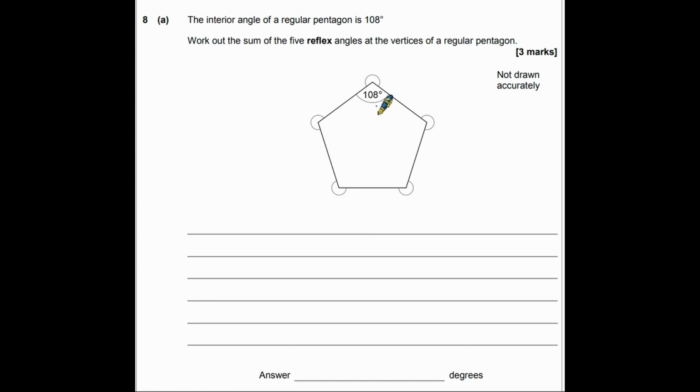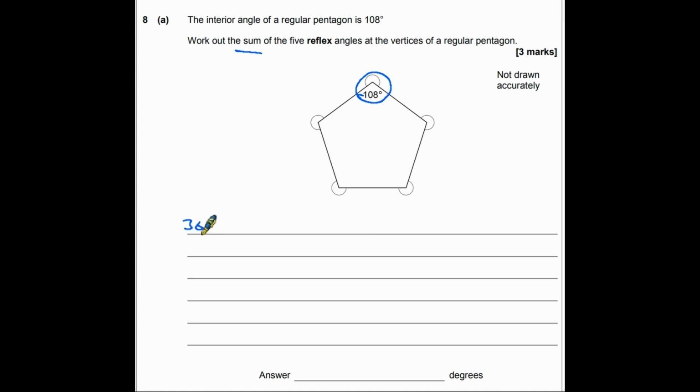We have it on the diagram here. And we're asked to work out the sum, so the total of the 5 reflex angles at the vertices of a regular pentagon. So we are talking about these 5 corners, the vertices. We want to know the angles on the outside. So the first thing that we're going to do is use one of the angle laws, and that is the fact that angles around a point add up to 360 degrees.